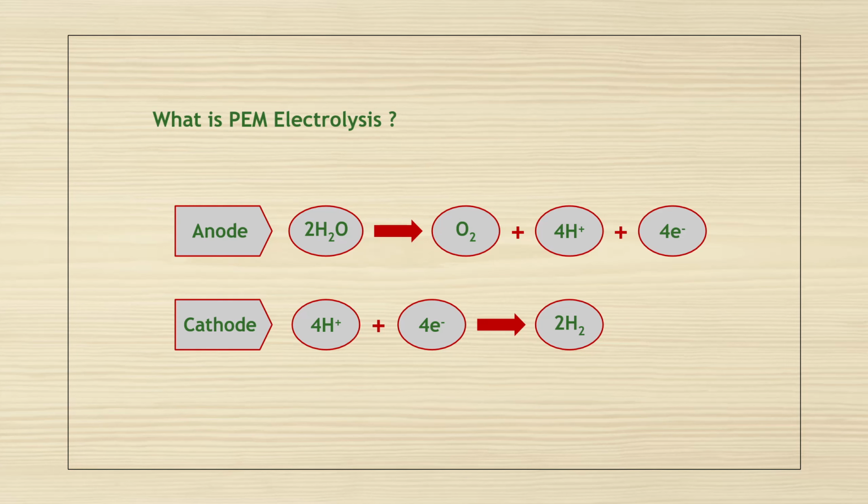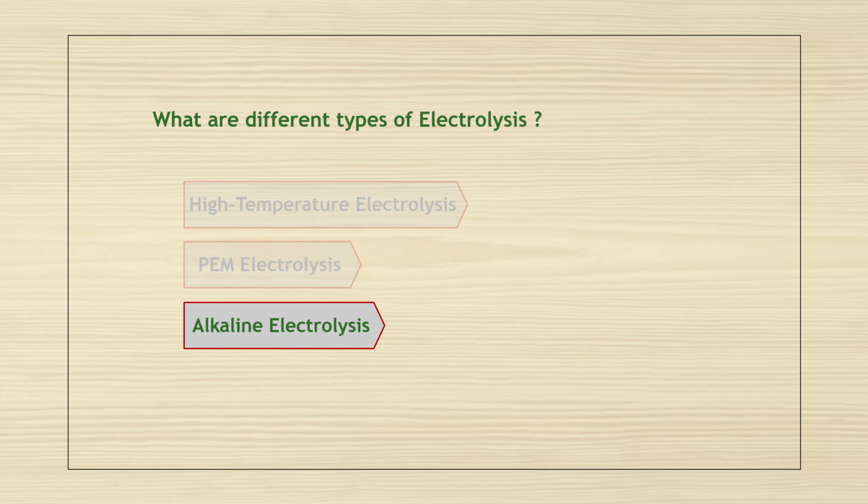In the catalyst layer on the anode side, water splits into hydrogen ions, oxygen, and electrons. Hydrogen ions are transferred from the anode side to the cathode side through the electrolyte layer. Then, in the catalyst layer on the cathode side, hydrogen ions react with electrons to produce hydrogen. Finally, we describe alkaline electrolysis.